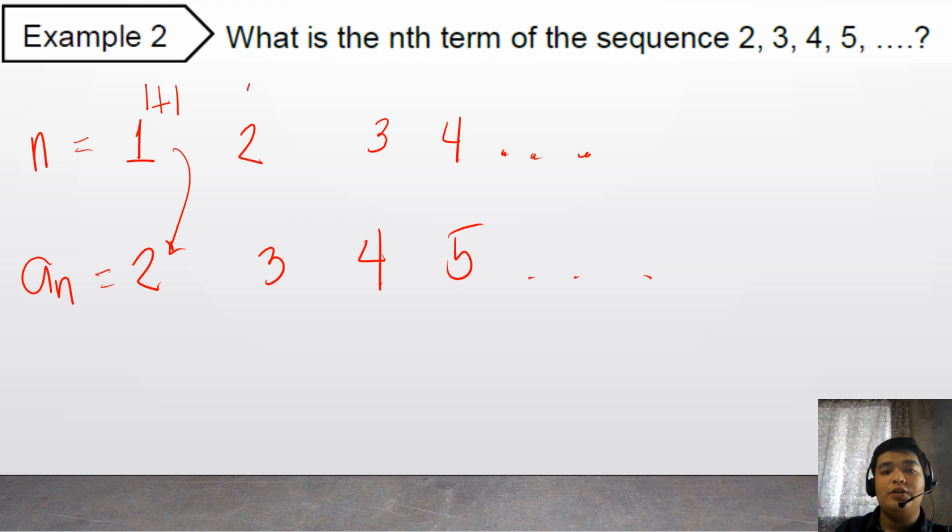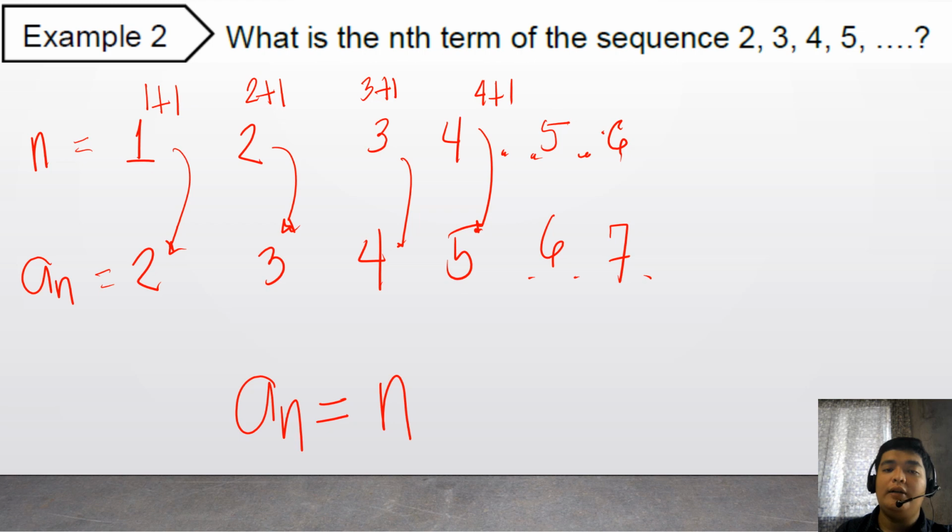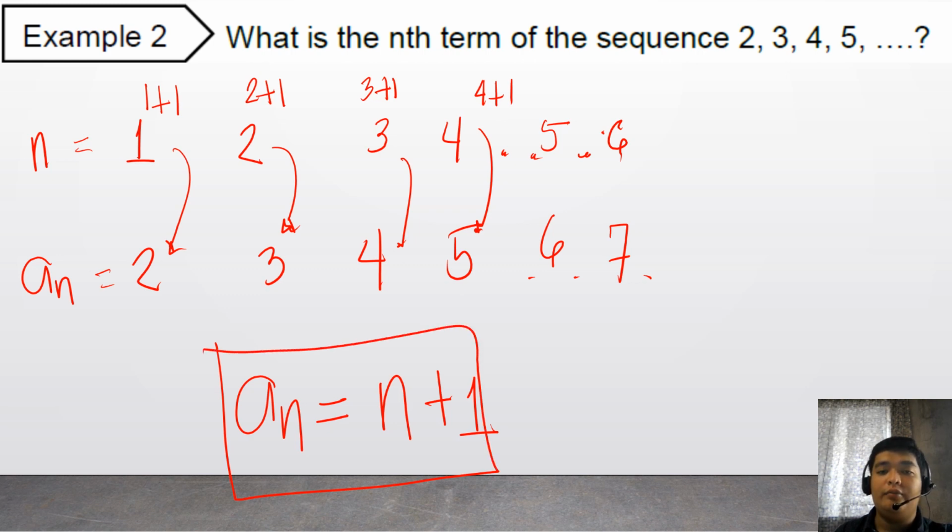How about 2? It is just 2 plus 1 to get 3. From 3, how to get 4? That is 3 plus 1 to get 4. Then 4, that is 4 plus 1 to get 5. If we have 5 here, of course, our a sub n is 6. We will just do 5 plus 1 is 6. How about 6? That is 7. So, to get our a sub n, our general term or our general rule, that is just n, then we will add the constant 1. So therefore, this is our general term. Okay, so a sub n equals n plus 1.